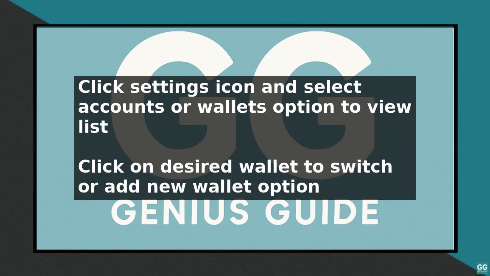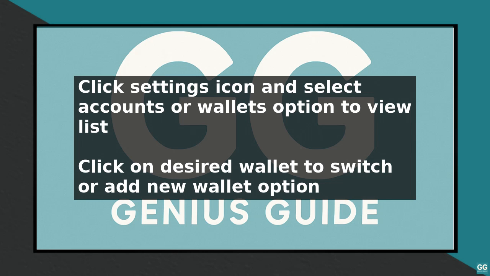This will display a list of all your connected wallets. To switch between wallets, simply click on the wallet you want to use. If you want to add a new wallet, click on the Add Account or Add Wallet option and follow the prompts to set up the new wallet.